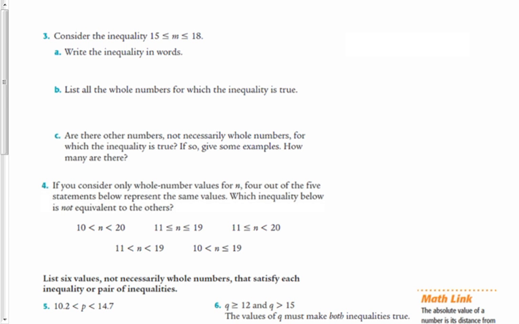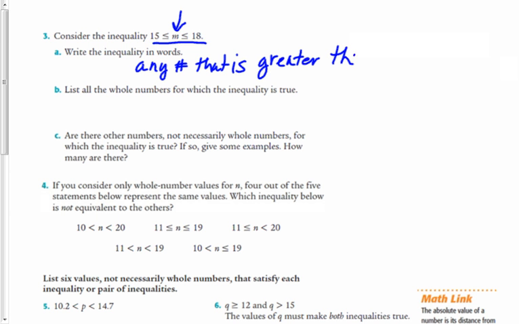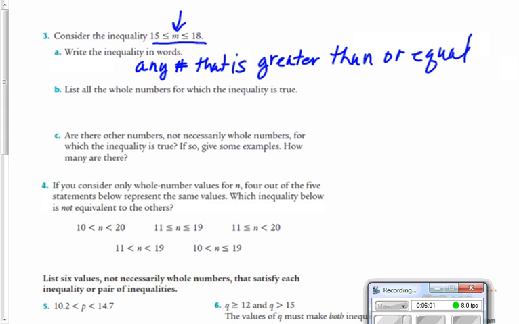All right, I'm on the second page now. It says, consider the inequality 15 is less than or equal to m is less than or equal to 18. Write the inequality in words. So what we're going to say is, m can represent any number, right? So we can say any number that is greater than or equal to 15 and less than or equal to 18. So that's how it looks in words.